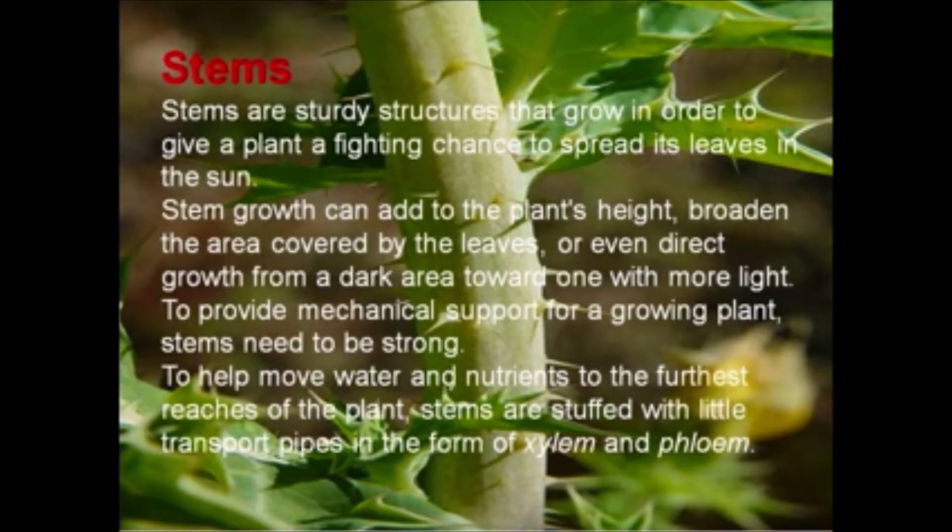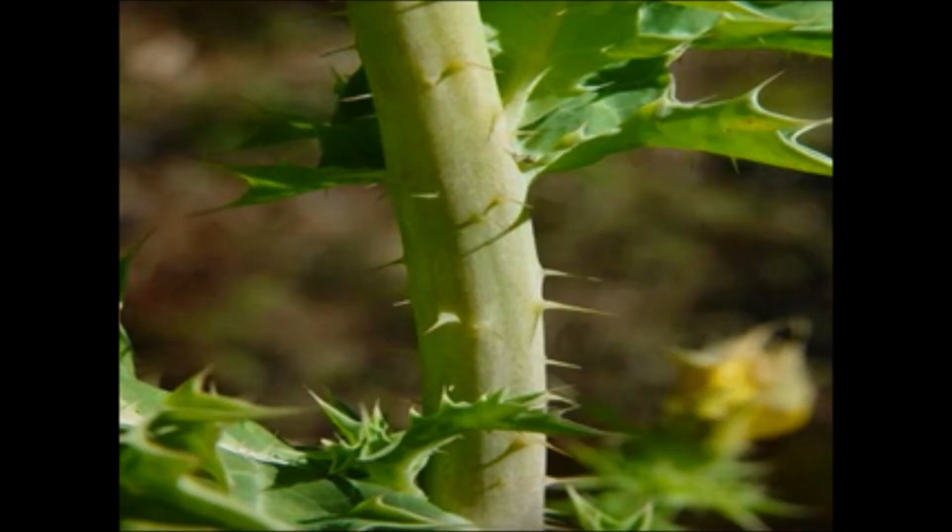Stems. Stems are sturdy structures that grow in order to give a plant a fighting chance to spread its leaves in the sun. Stem growth can add to the plant's height, broaden the area covered by the leaves, or even direct growth from a dark area towards one with more light. To provide mechanical support for a growing plant, stems need to be strong. To help move water and nutrients to the furthest reaches of the plant, stems are stuffed with little transport pipes in the form of xylem and phloem.